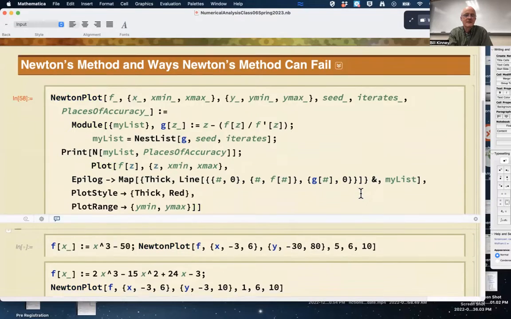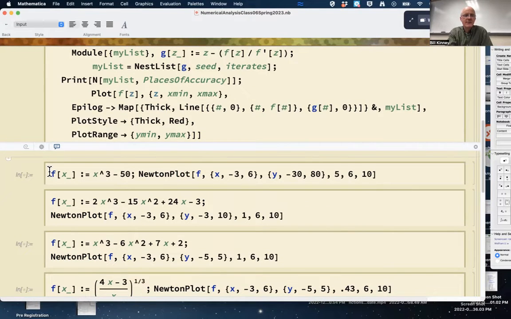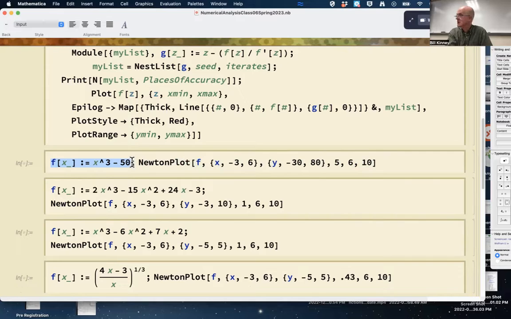Don't worry about details. So here, with this example, we've got the function f of x equals x cubed minus 50. We're after a root. Evidently, that's going to be the cube root of 50. And what's that going to be? That's going to be between 3 and 4.